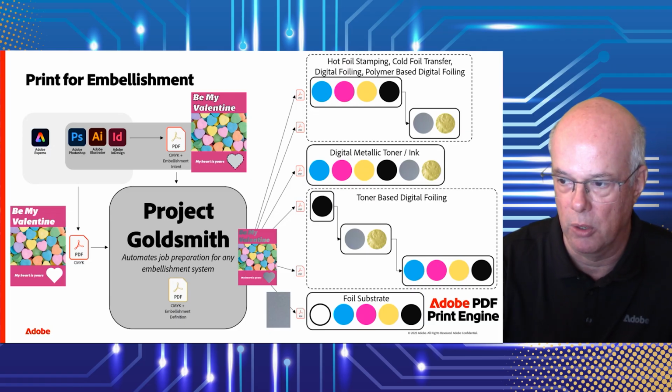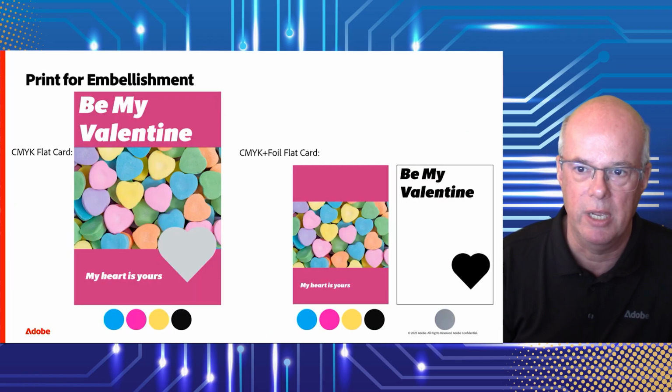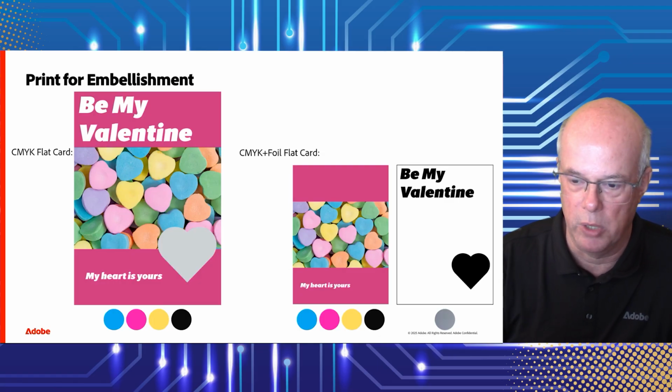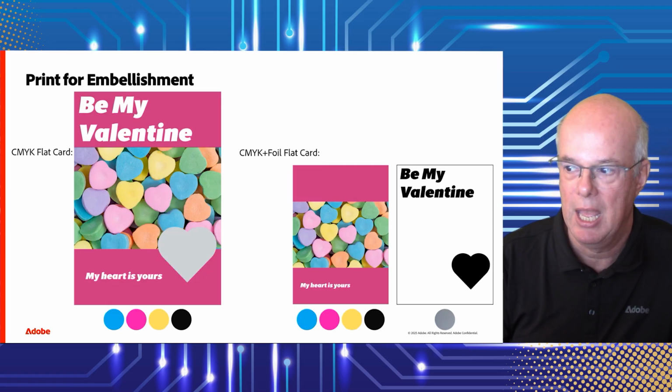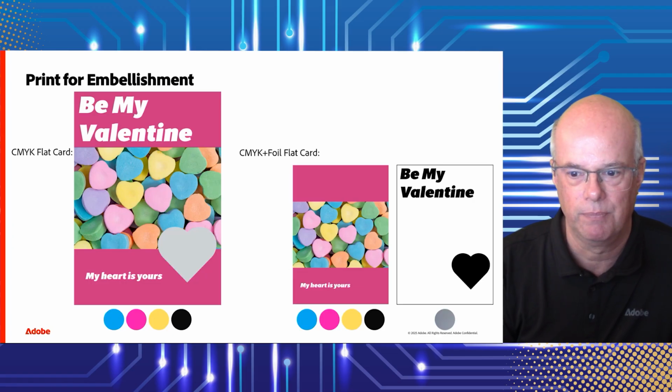A very confusing world. What's important is that in the world of print for embellishment, we can use Project Goldsmith to produce whatever's appropriate. So if you need the CMYK press sheet first, and then you're going to print foil over the top, then Goldsmith will generate that for you.